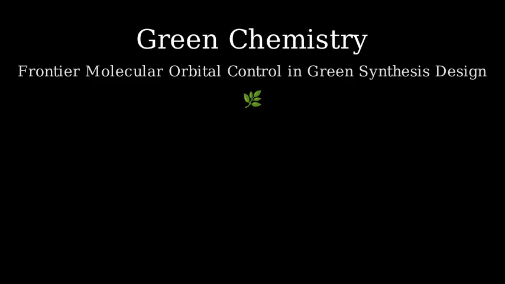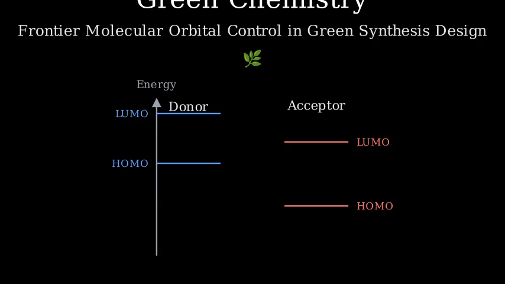First, the basics. Frontier molecular orbitals are the highest occupied molecular orbital, the HOMO, and the lowest unoccupied molecular orbital, the LUMO. Reactions often occur when a filled HOMO from a donor interacts with an empty LUMO on an acceptor. The vertical position represents energy. Blue lines show the donor, and red lines show the acceptor. The key quantity is the gap between the donor HOMO and the acceptor LUMO. A smaller gap makes interaction stronger and lowers activation barriers.